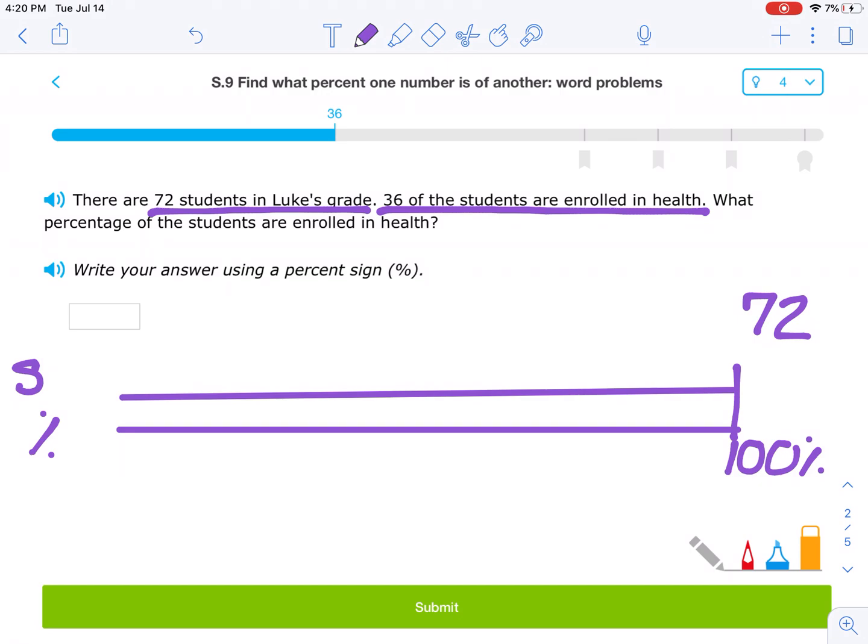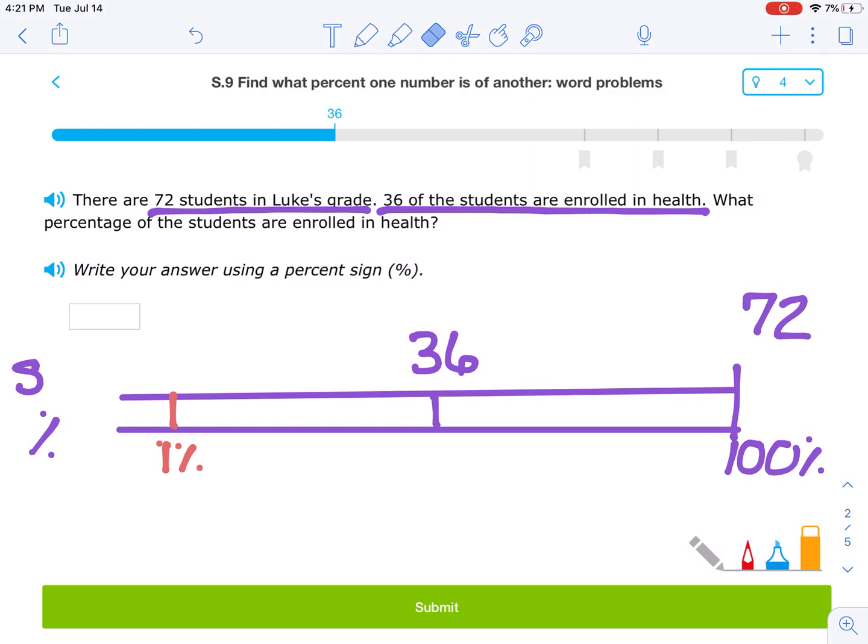So I want to figure out what percent is 36 out of 72. When I look at this, I might struggle and I might say, you know what, gosh, I'm really struggling. I can't remember how I go from 72 to 36. So that's okay. What you can do is, if you recall our magic percent, 1% will help us.